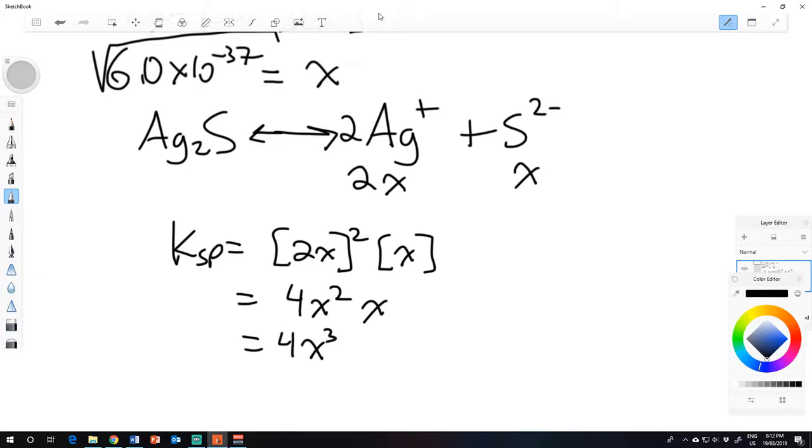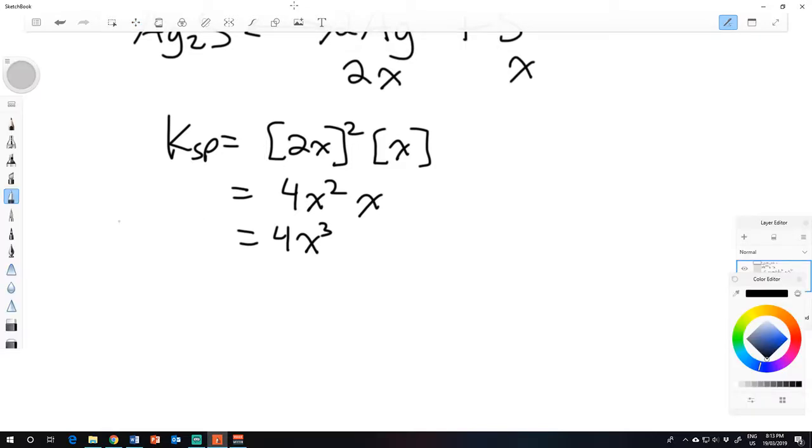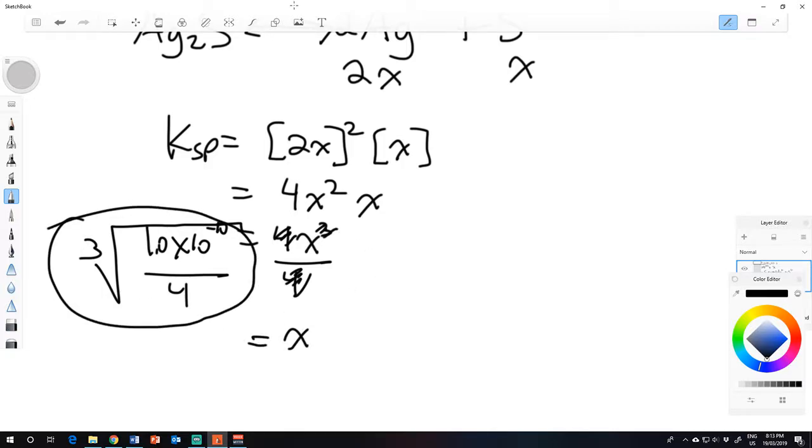And then silver sulfide, sadly we do not have the KSP value for silver sulfide in our textbook, so I'll have to make note not to use that for your tests. But the same kind of idea applies. Let's say for argument's sake the KSP for this is 1 times 10 to the negative 10. Then we just do a bunch of algebra to solve for x. So divide both sides by 4 and then cube root it. That will get rid of this, and then x is whatever this number happens to be. So be mindful of that.